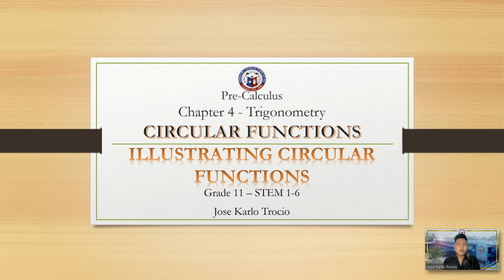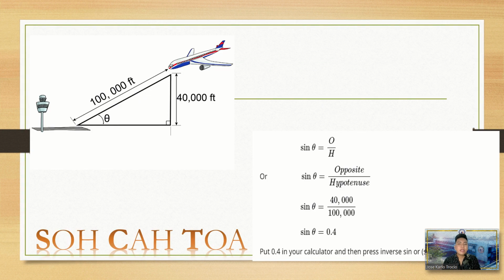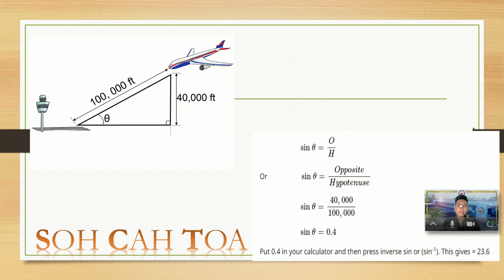Okay, so to do that, let us learn and have a review first of the lessons that you had in your junior high school. And I know you're very much familiar with the basics of trigonometry. The SOHCAHTOA. What does S stand for? S, that is sine. C is cosine. The T is the tangent, right?